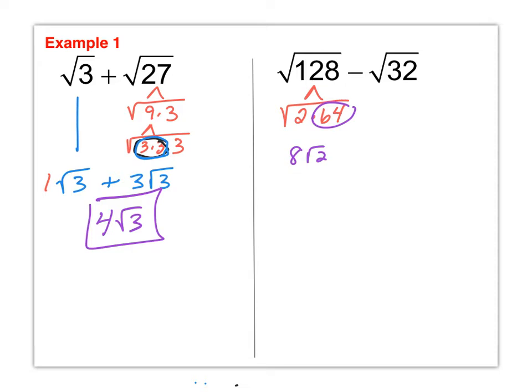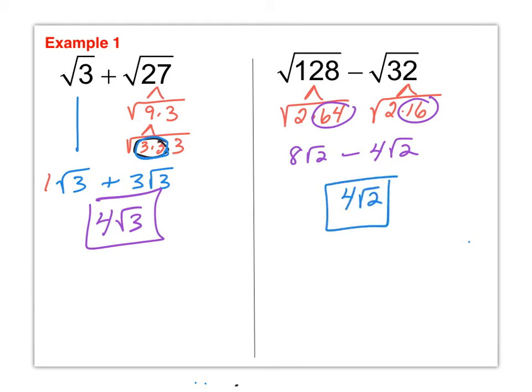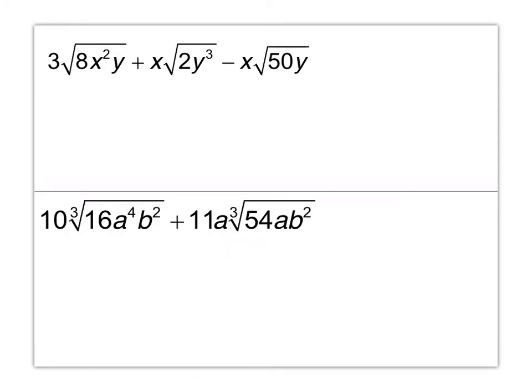We can do the same thing with the square root of 32. The square root of 32 is the same thing as 2 times 16. And again, 16 is a perfect square, so we can take the square root of 16 and write this as 4 out in front of the square root of 2. Then our expression becomes 8 square root of 2 minus 4 square root of 2, and these are considered to be like terms because they have the same index and the same radicand. So we can simplify this by taking 8 minus 4, which is 4. So our answer is 4 square root of 2.